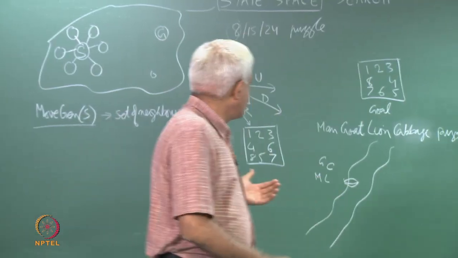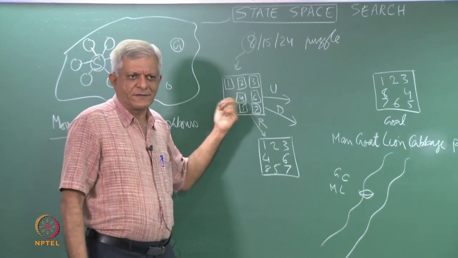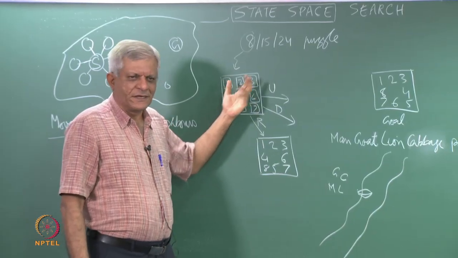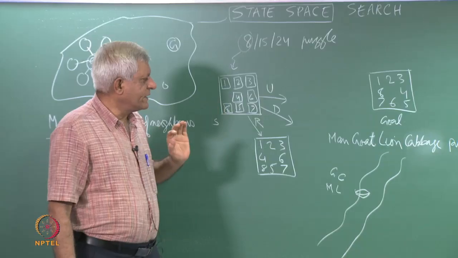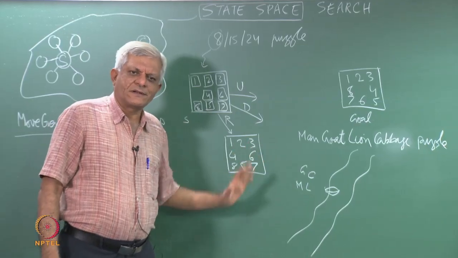So, how can we represent this? This of course can possibly be represented as a 3 by 3 array or something like that, and it might be useful to think about it like that, but I will leave it for you to decide. Let us talk about this problem. How do we represent this man, goat, lion, cabbage problem?